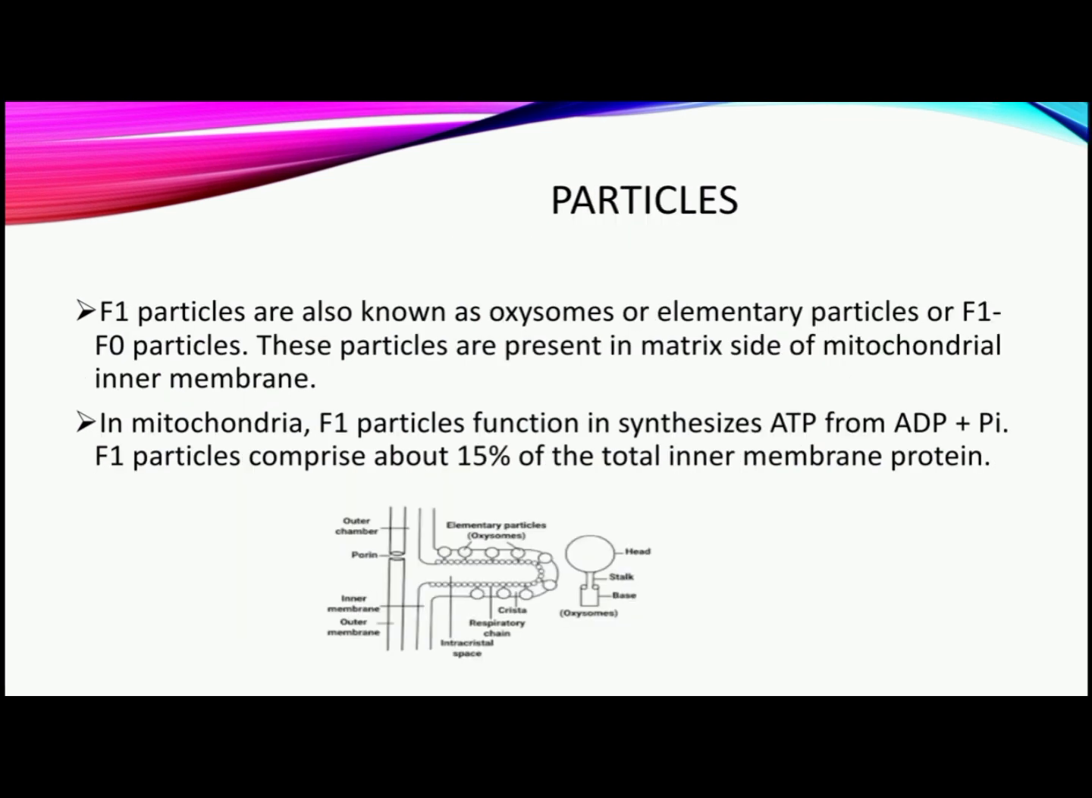F1 particles. The F1 particles are also known as oxysomes or elementary particles. These particles are present on the matrix side of the mitochondrial inner membrane. The F1 particles function in the synthesis of ATP. F1 particles comprise about 15% of the total inner membrane protein.